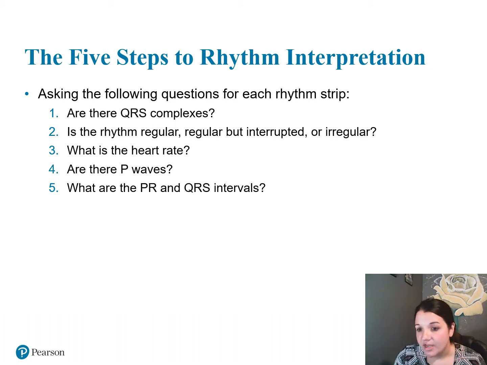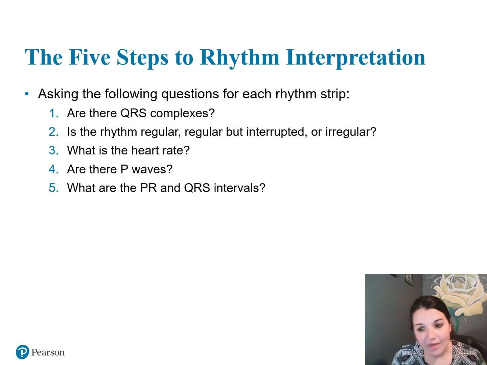And if it's irregular or if it's interrupted by a pause, I have to get the range, the slowest to fastest rate. Are there P waves? Yes or no? You know what that P wave looks like, right? It comes before the QRS. And what are your intervals?